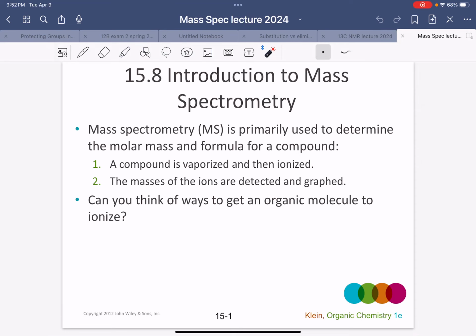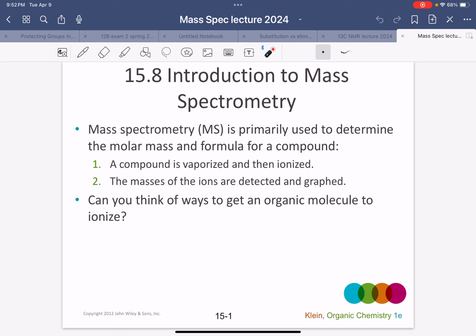Hi everyone, Dr. P here, and in this lecture I'll talk about mass spectrometry. So mass spectrometry is used primarily to determine the molar mass and formula of a compound.